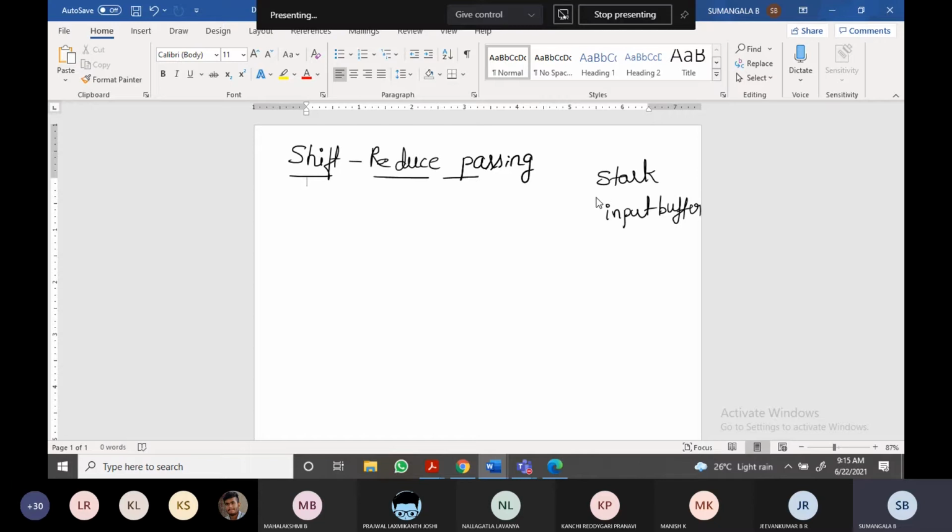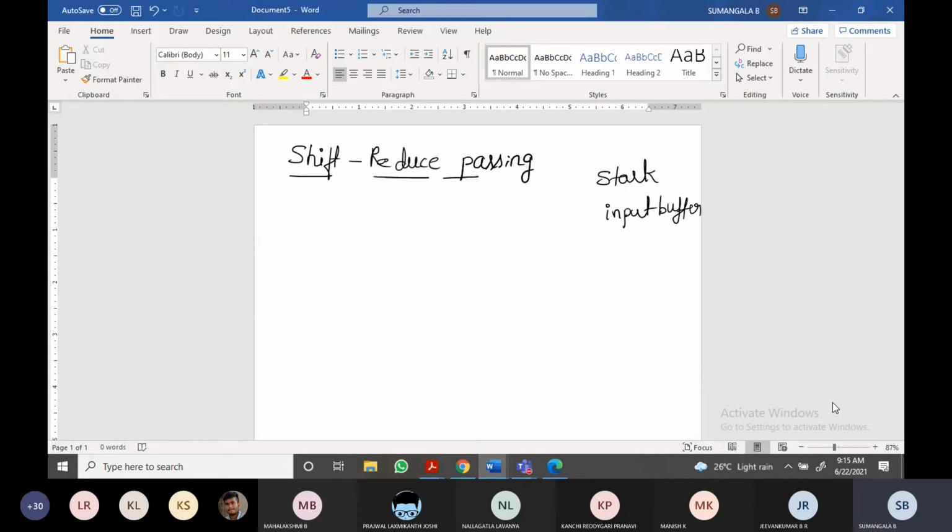In the previous class you did parsing using the stack, that means you studied the non-recursive predictive parser. In the non-recursive predictive parser you used a stack containing the grammar symbols. Here also it is the same thing. In shift reduce parsing, we make use of the stack containing grammar symbols, and also we have the input buffer, which holds the rest of the input string which needs to be parsed.